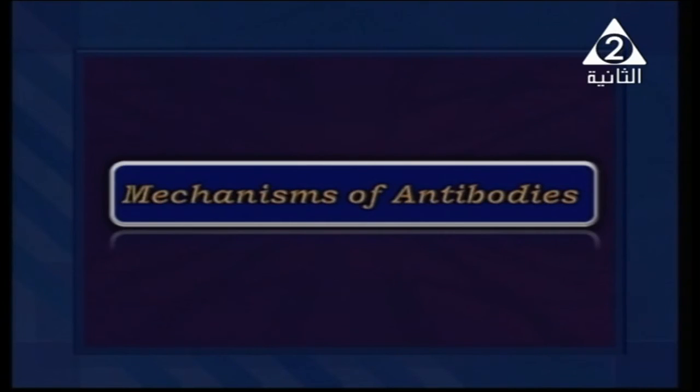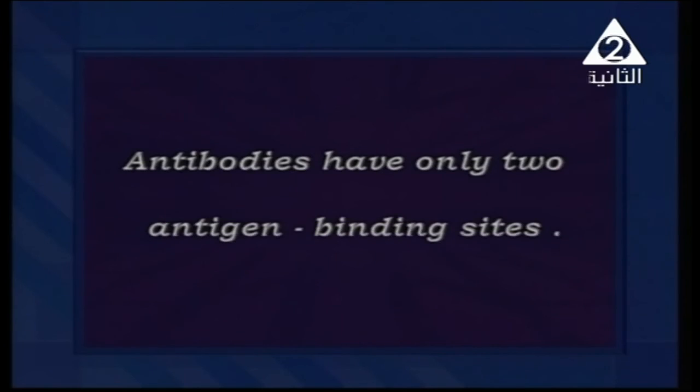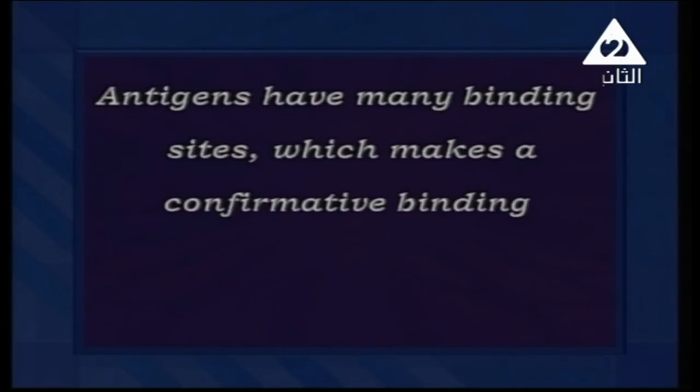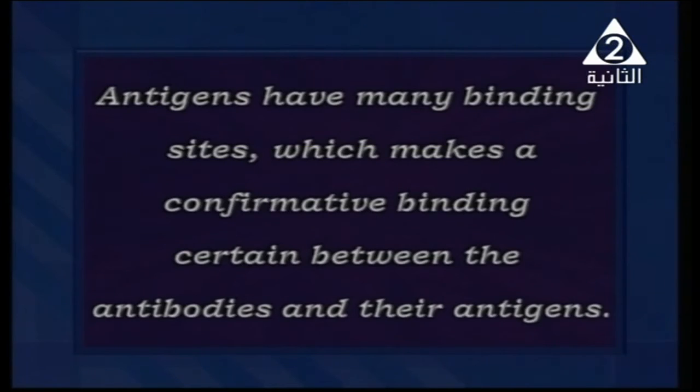After that, we need to know the mechanism of the antibody, how the antibodies work inside our body. Well, antibodies have only two antigen binding sites, while the antigens have many binding sites, which makes the binding between the antibodies and their antigen certain.